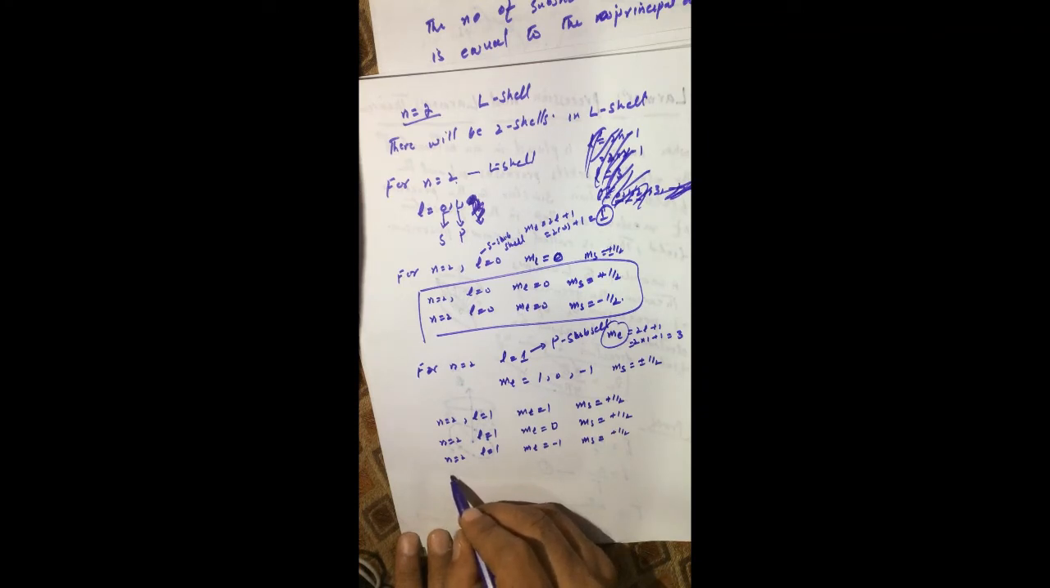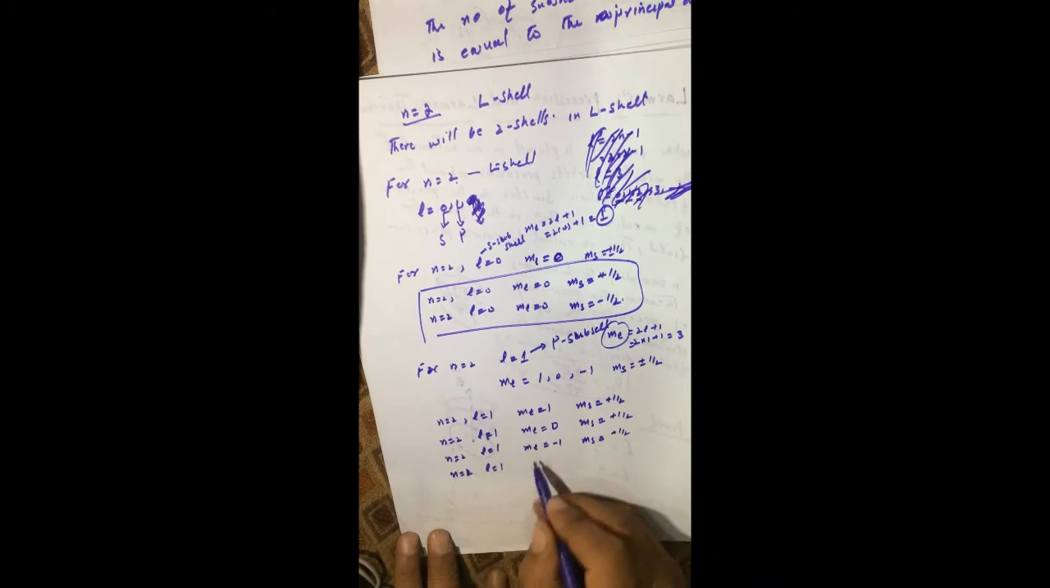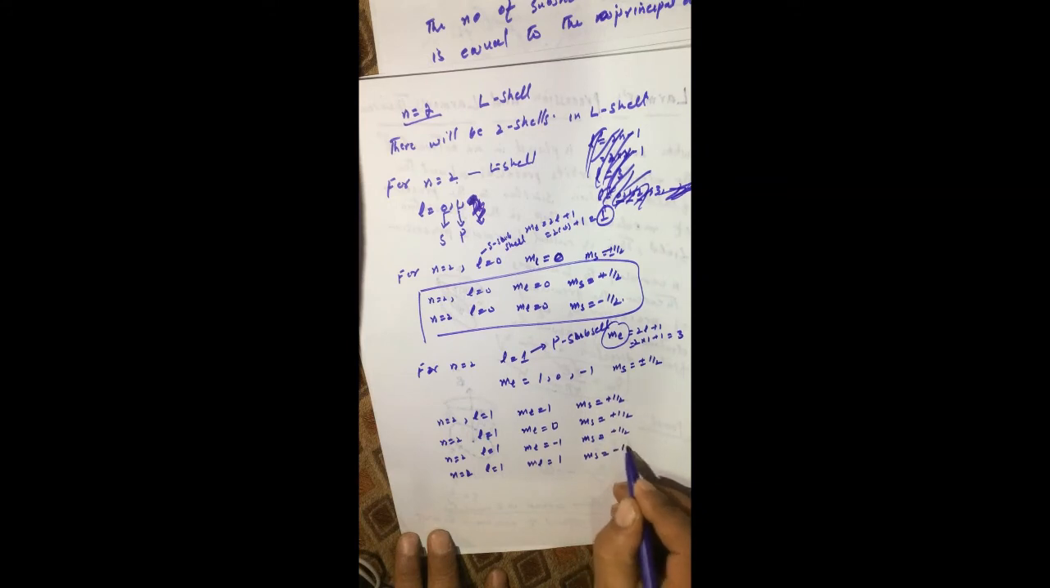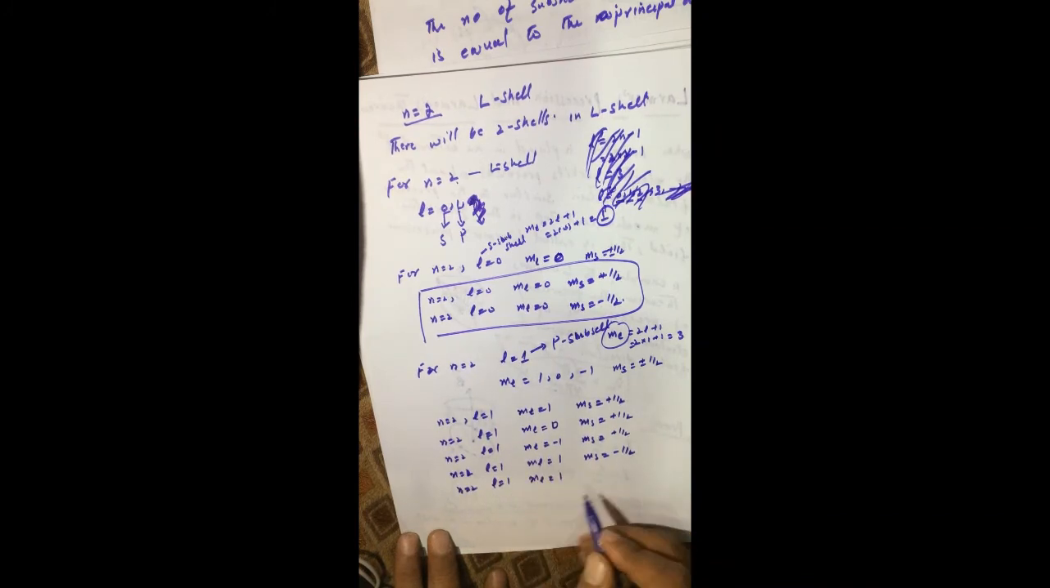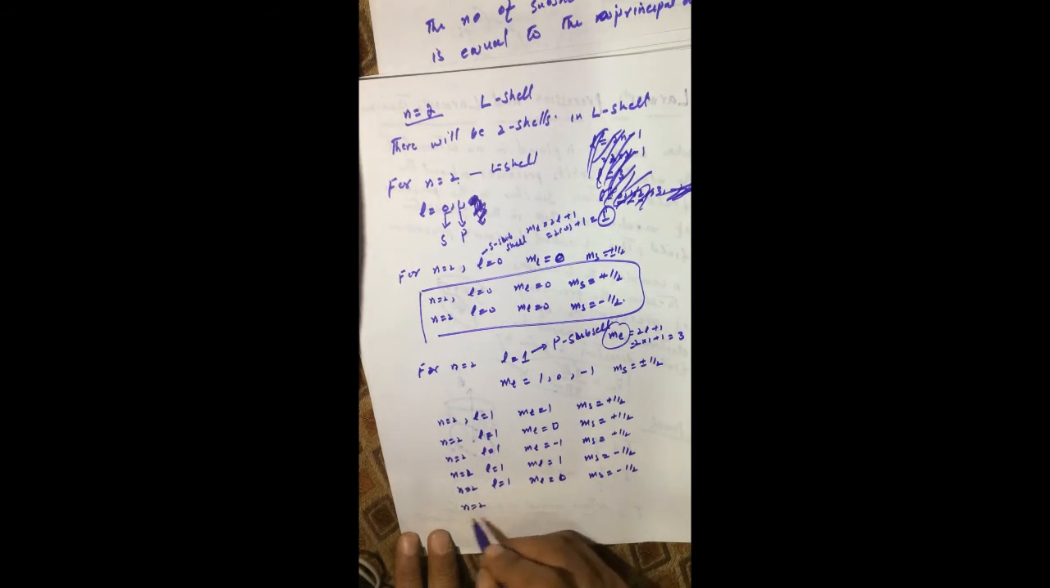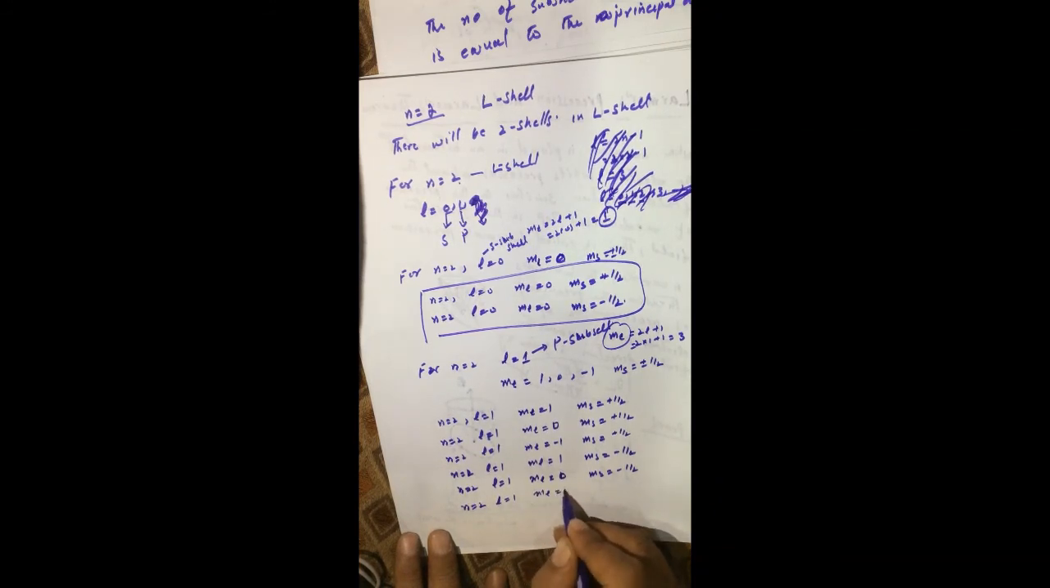And the fourth one with quantum number n is equal to 2, L is equal to 1, ml is equal to 1, ms is equal to minus 1 over 2. The fifth one with quantum number n is equal to 2, L is equal to 1, ml is equal to 0, and ms is equal to minus 1 over 2. And the sixth one with set of quantum numbers n is equal to 2, L is equal to 1, ml is equal to minus 1, and ms is equal to minus 1 over 2.